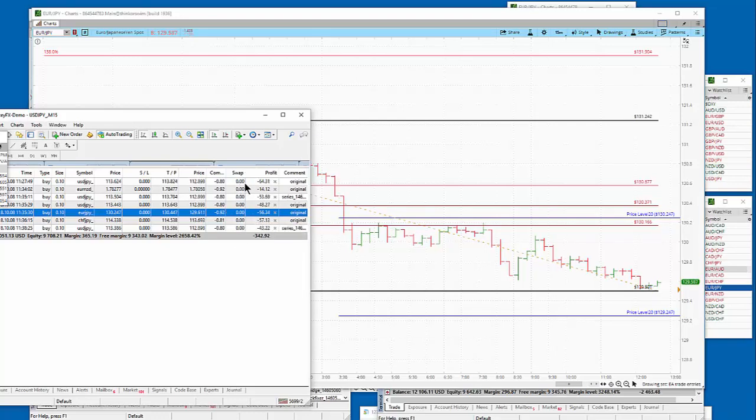Same thing with these trades on the USD JPY. Let's go look at those again.